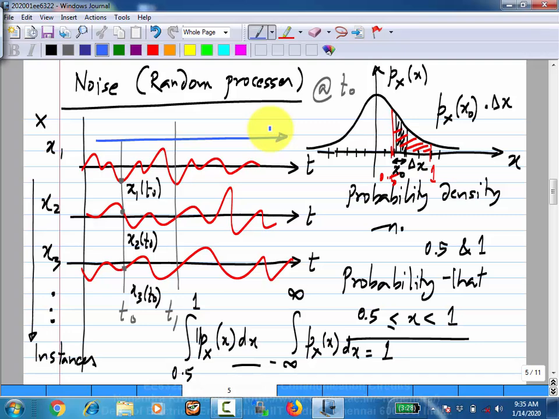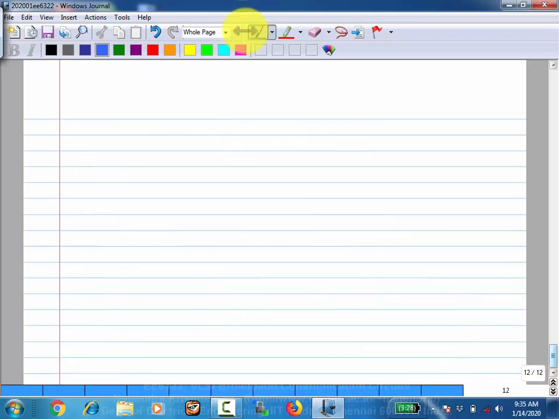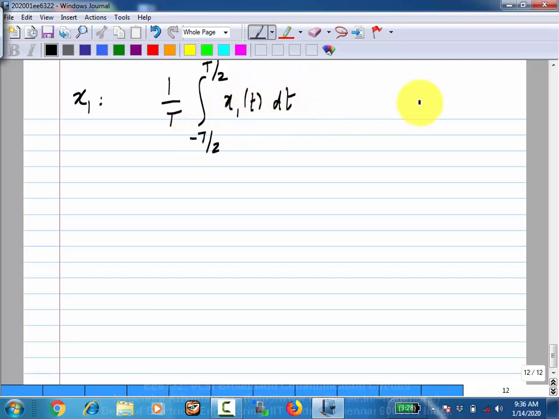Okay? Firstly, I can take the time average of the signal, that is, for each instance I can take the time average. This simply means this is the time average of x, but then this is not a periodic signal. So typically what you do is you take the time average, but with this period going to infinity. Okay?